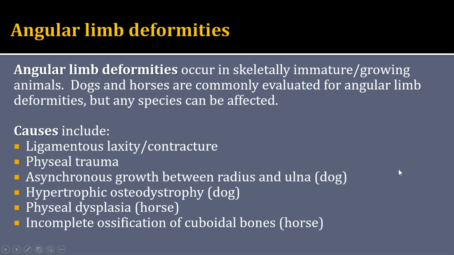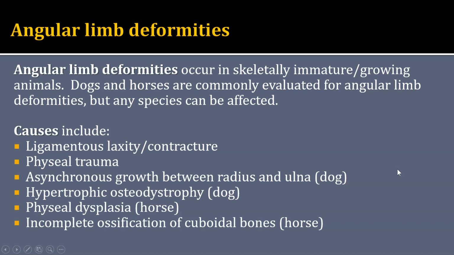And there are many causes, some of which we've already learned about, but especially in the horse and sometimes in the dog, we can just have soft tissue causes, which are ligamentous laxities or contractures. We can have physeal trauma, so we talked about Salter-Harris type fractures, so that sort of trauma can certainly lead to angular limb deformities. And remember, particularly in the dog, it happened when you had the type 5 trauma, Salter-Harris fracture of the distal ulna, because then you get abnormal growth between the radius and the ulna.